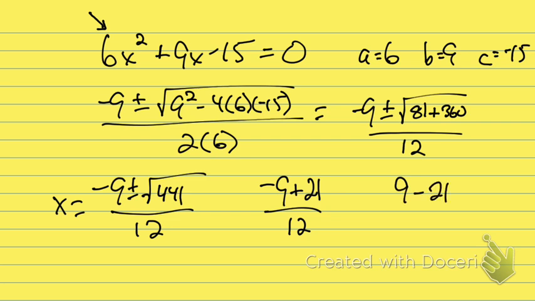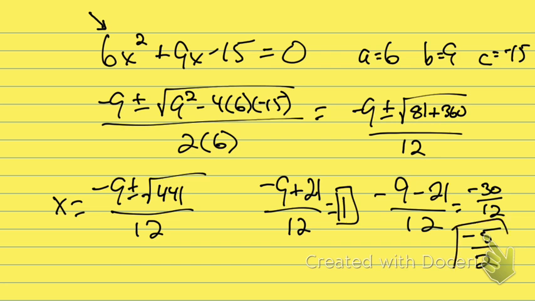9 minus 21 over 12. Those are my two answers. Sorry, that's negative 9. So I get 1. And I get negative 30 twelfths, but we're going to simplify that by dividing everything by 6 to get negative 5 halves for our second answer. That is negative 2.5, but why not just simplify a fraction and be done? You didn't even have to touch a calculator, right? Yeah.